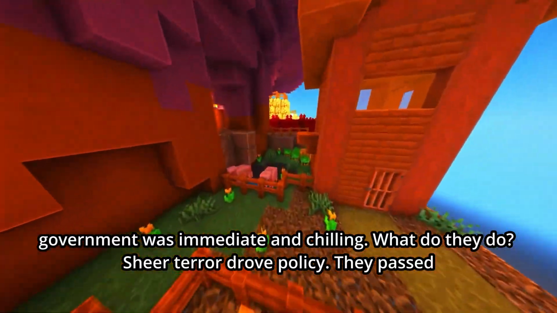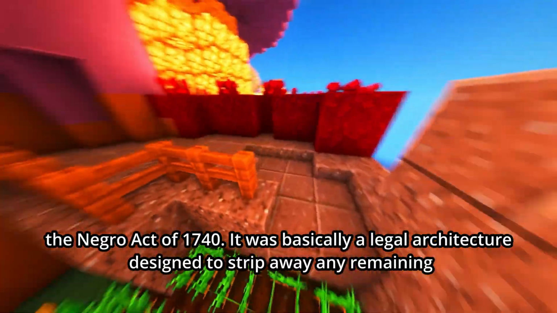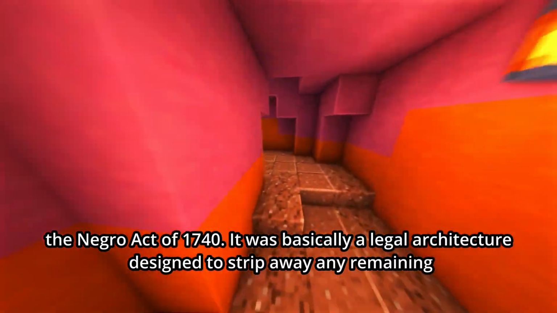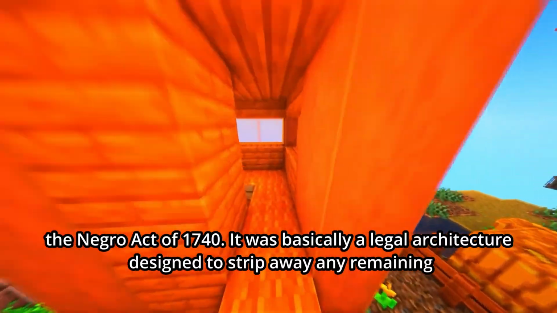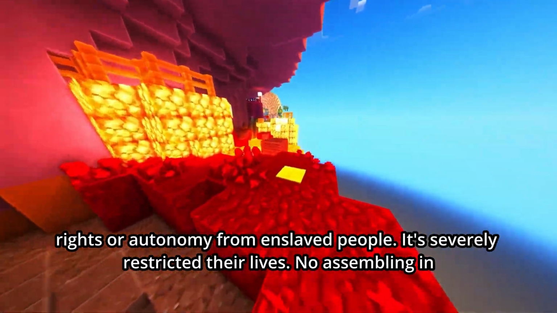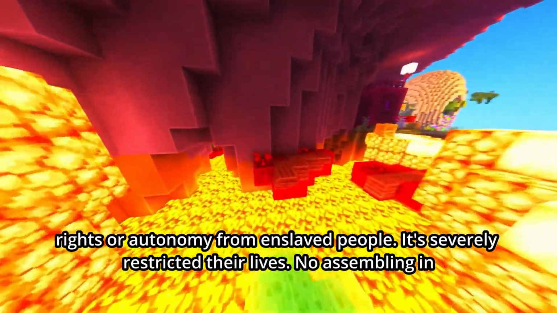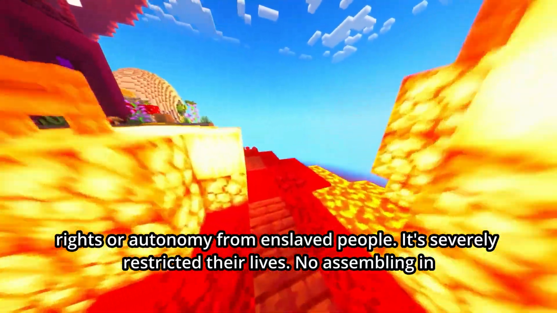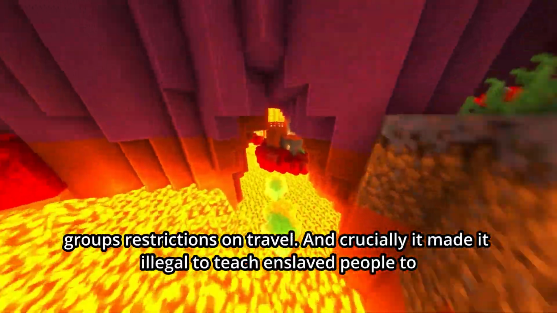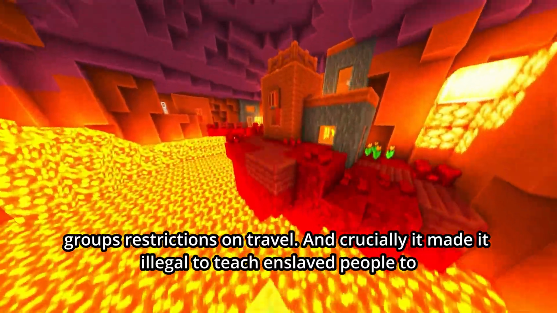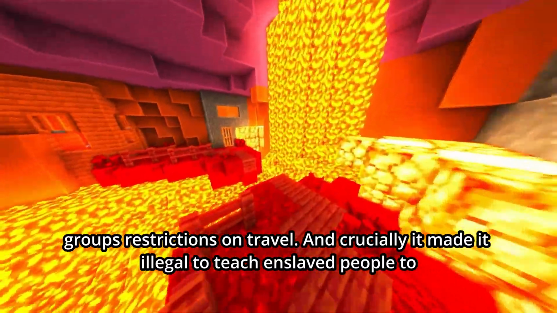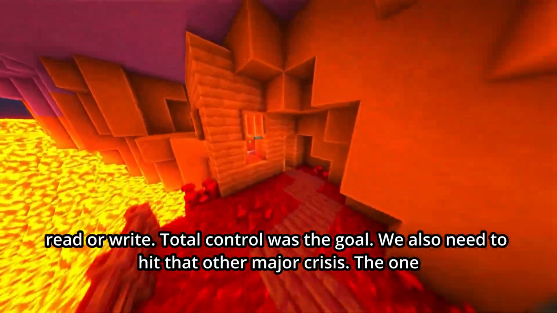Sheer terror drove policy. They passed the Negro Act of 1740. It was basically a legal architecture designed to strip away any remaining rights or autonomy from enslaved people. Like what specifically? It severely restricted their lives: no assembling in groups, restrictions on travel, and crucially, it made it illegal to teach enslaved people to read or write. Total control was the goal.